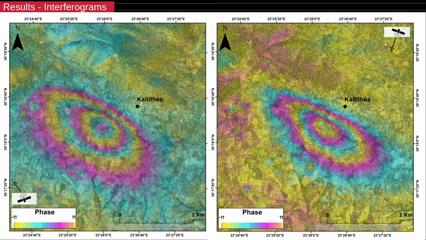So here are our first results. On the left we have the wrapped interferogram in ascending mode, and on the right the wrapped interferogram for the descending mode.